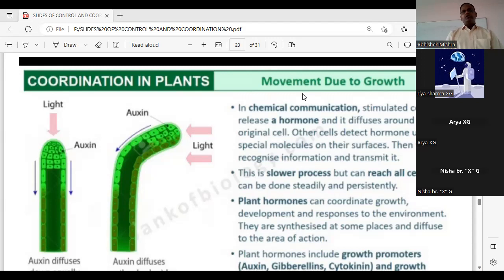And which hormone helps in opening of stomata? Opening of stomata. Yes, Nisha, correct. Let me see the answers. Nisha is correct. Then Harsh, it's cytokinin. Yes, very good. Which hormone helps in closing of stomata? Very good, Nisha. Abscisic acid.